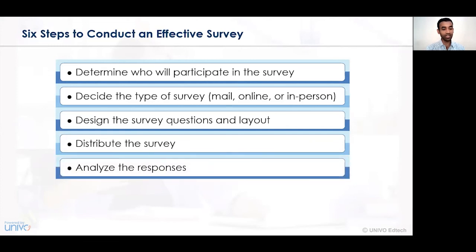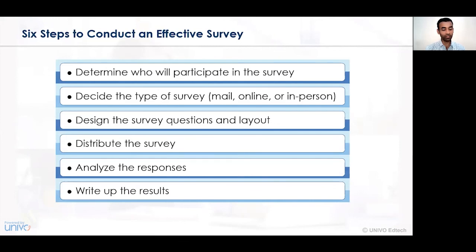The next perspective is analyzing the responses. So based on certain considerations, we have to analyze what responses we have received, whether the response is positive, whether the response is negative, and what percentage calculations are being observed from those considerations. The next perspective, or the last concern, is writing up the results. So accordingly, based on the results or the responses that have been collected, one has to write up the results and the findings of the survey that has been undertaken.